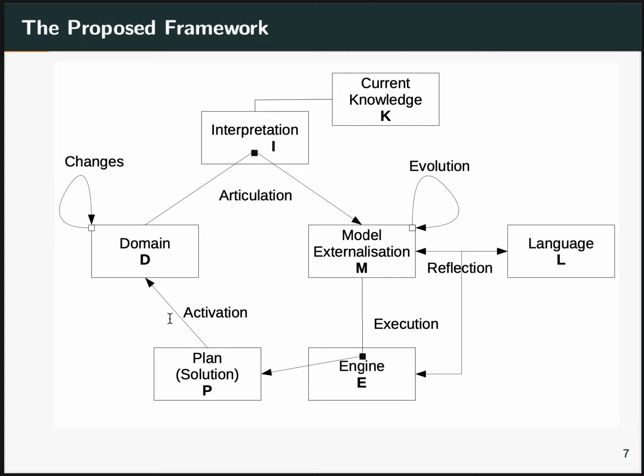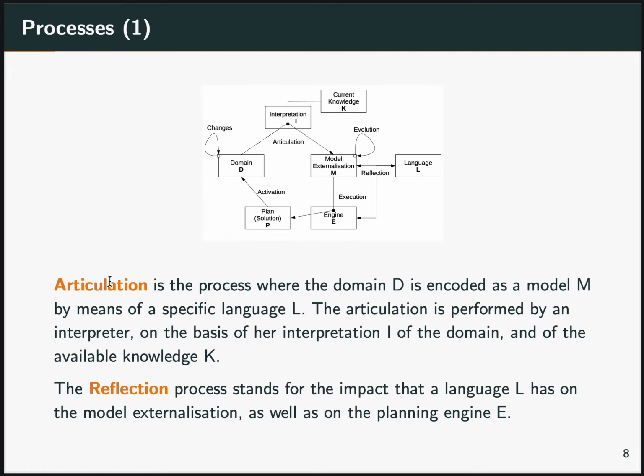And so these are the components, and to some extent some of the stakeholders. So we have an agent which is creating the model. We have a planning engine that needs to be able to read the model and understand the language, and then there is someone which is activating the solutions in the domain, at least. And on top of that, the different arcs, the arrows, are the processes.